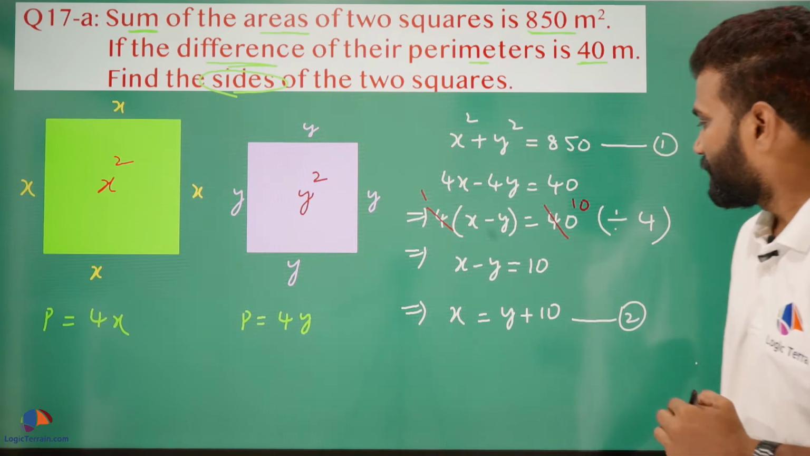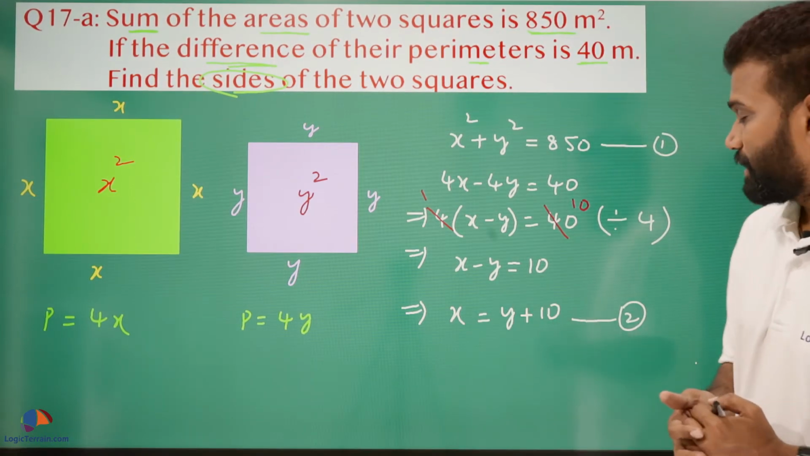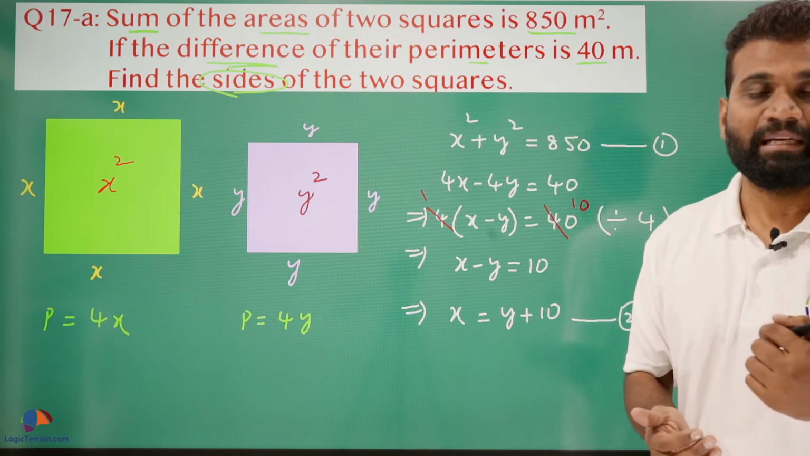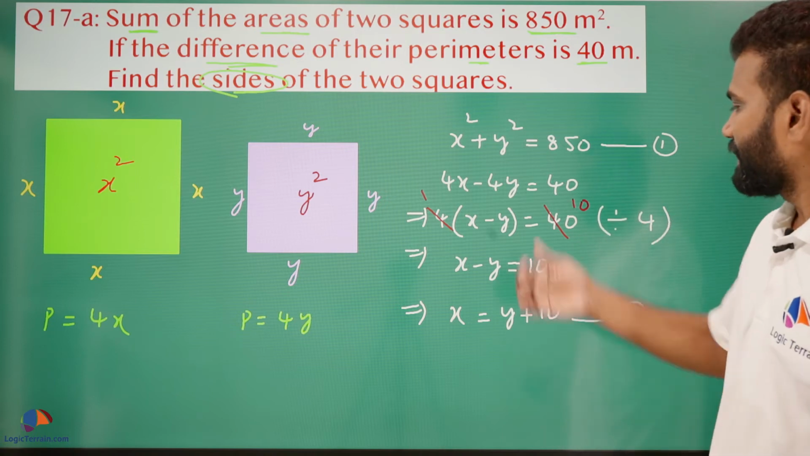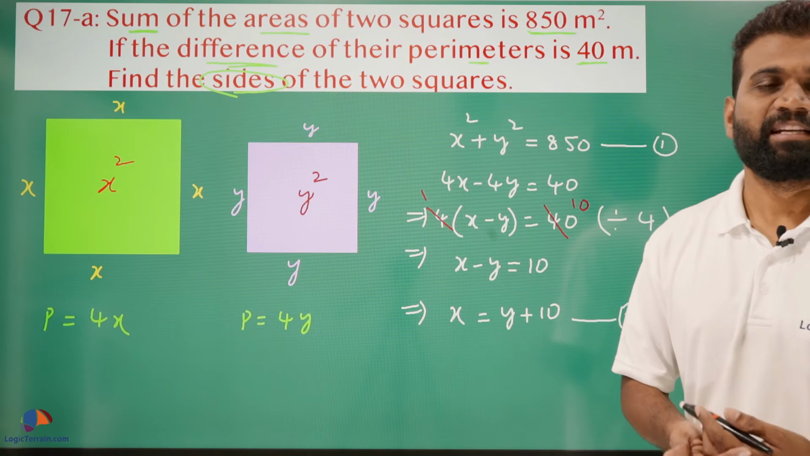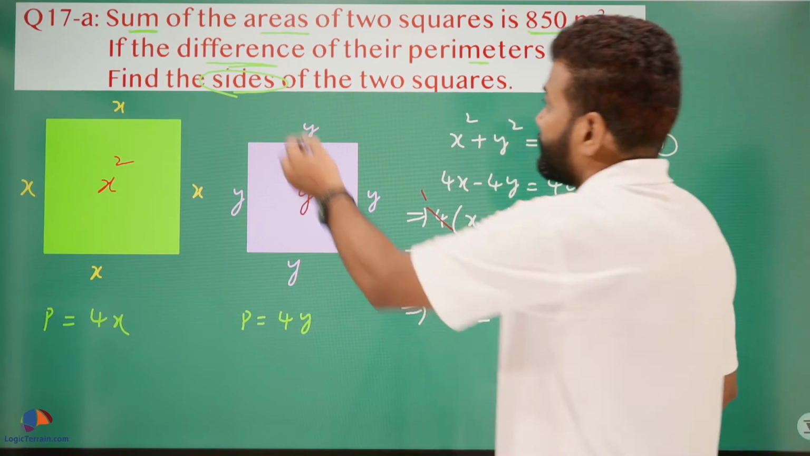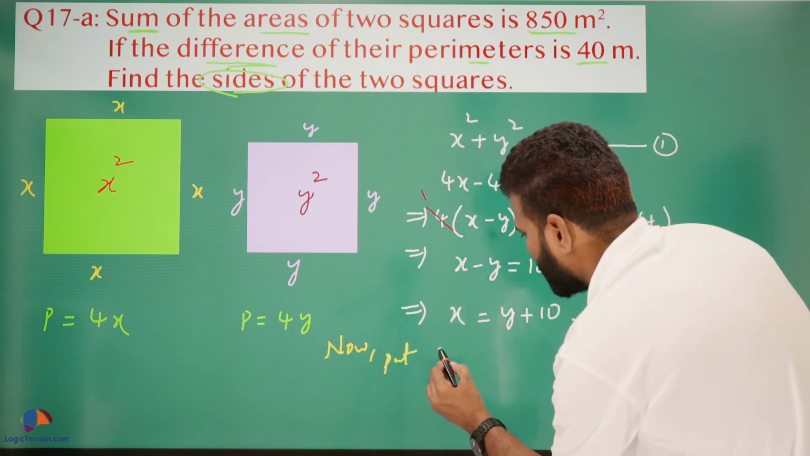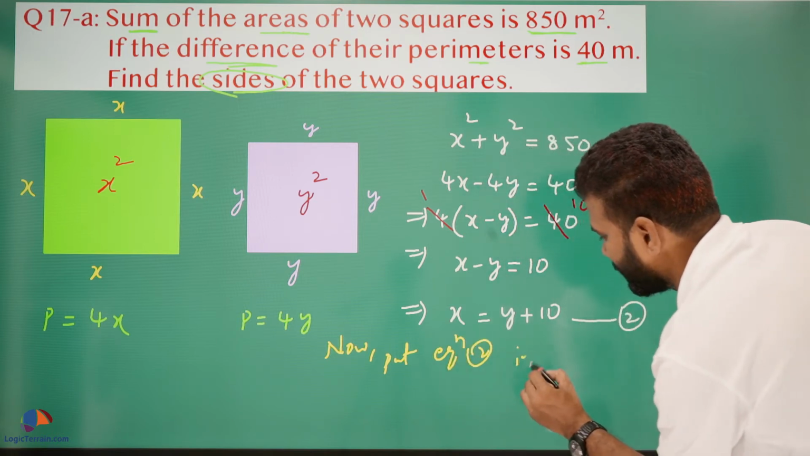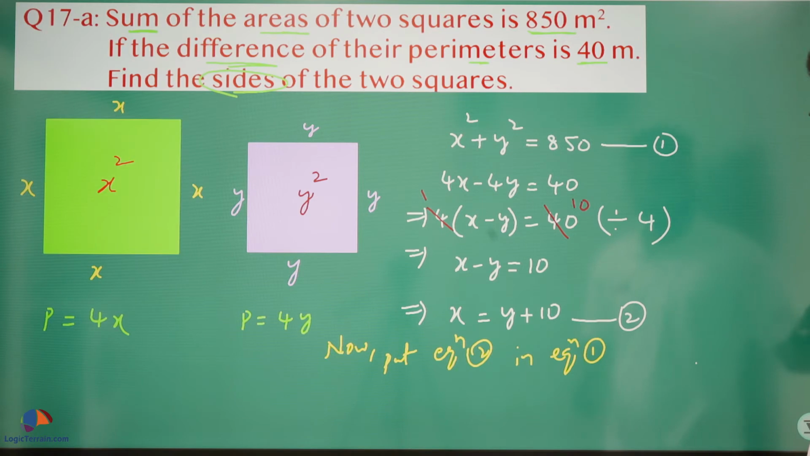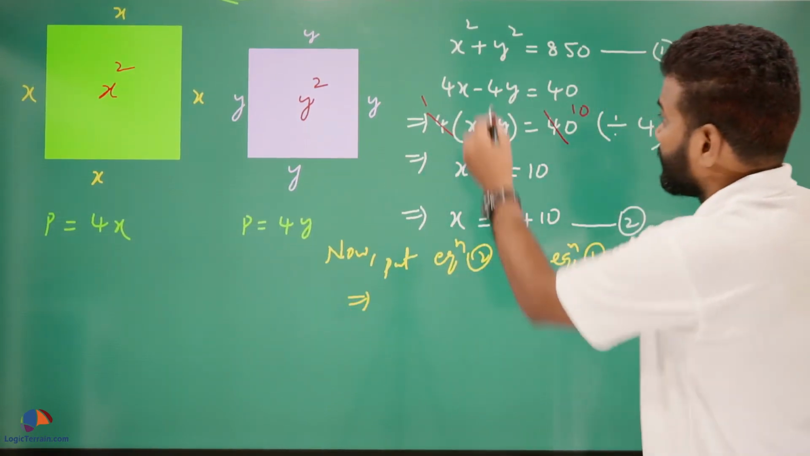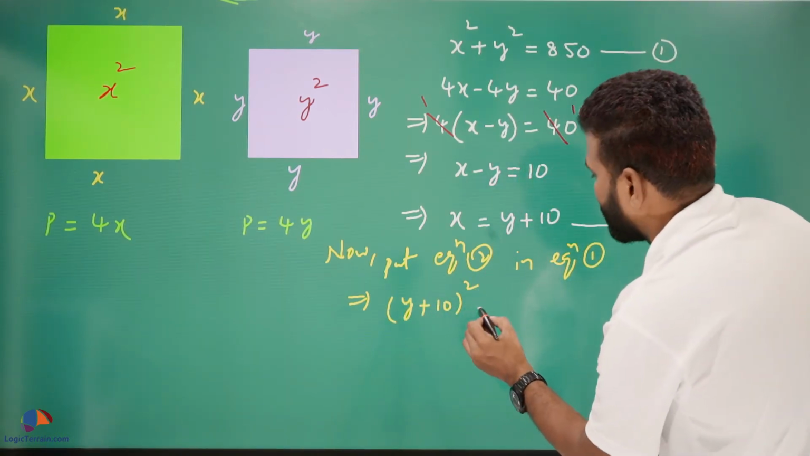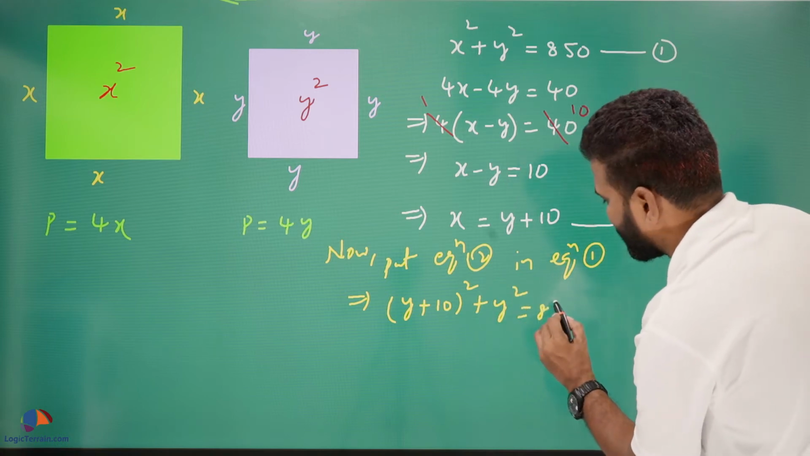Now what we'll do is, here we got from equation 2 x value. Now we'll substitute this x value in equation 1 to get y value. From that we'll substitute that value in either equation 1 or equation 2, we'll get x value as well, right? Let's do that. Now put equation 2 in equation 1. That implies x square, here x is y plus 10, so y plus 10 whole square plus y square is equals to 850.